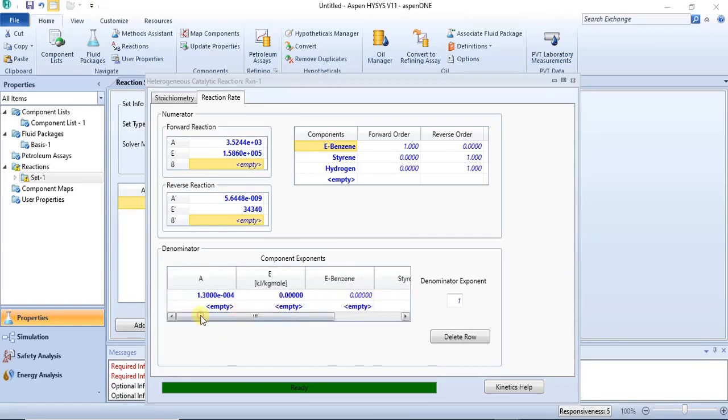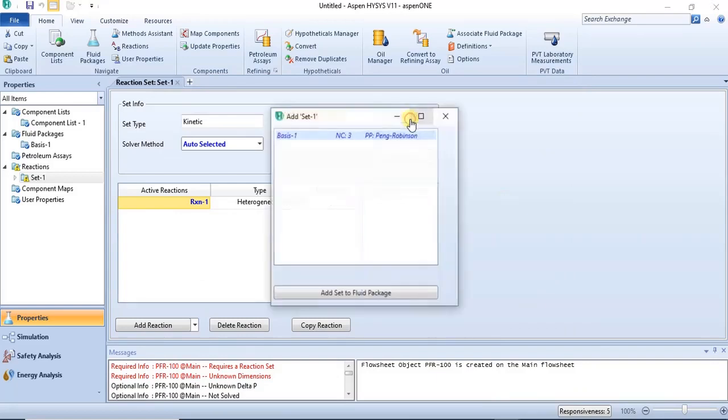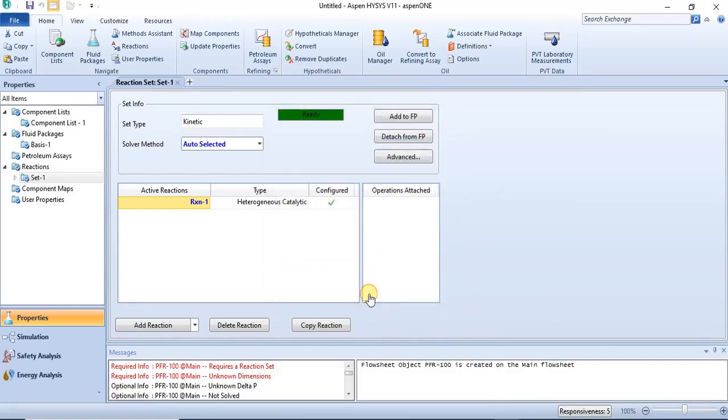If you have more terms in your denominator, you keep specifying them in different rows. If you had another term, you specify it in this next row. Each row is for a particular term in your denominator. Once you are done specifying this, you can exit this window and then add to FP. So right, add to FP, and we are ready to model the process now.